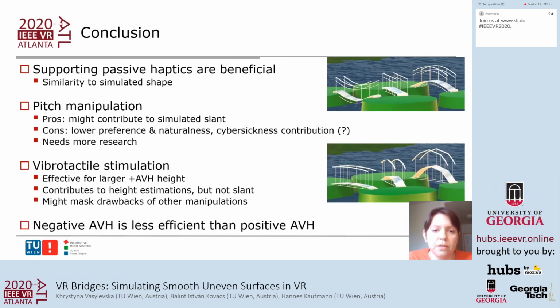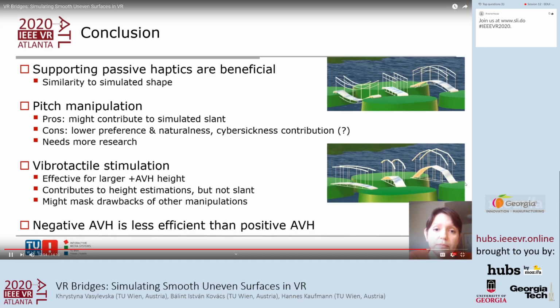To conclude, the use of passive haptics with a shape similar to the simulated surface is definitely beneficial. Pitch manipulation might improve the slant perception in VR, but at the cost of preferences, naturalness, and also possible cybersickness.